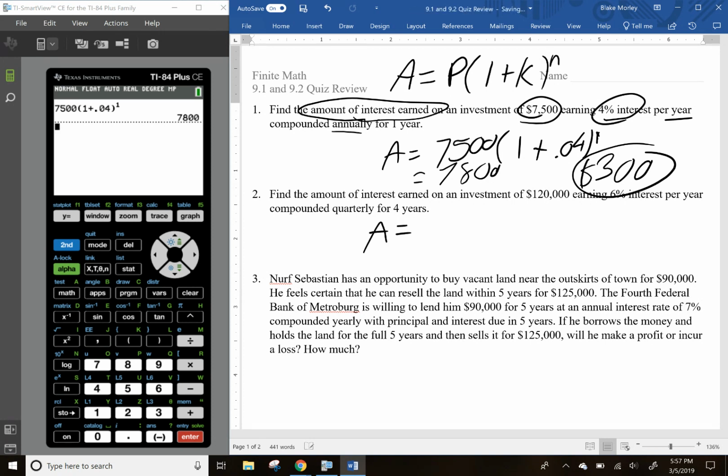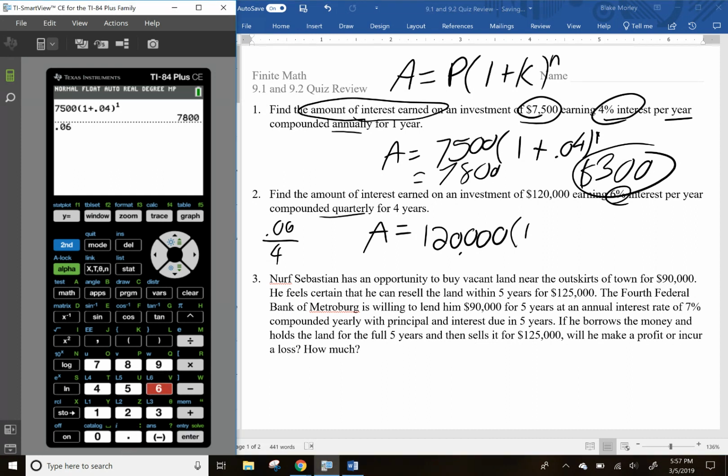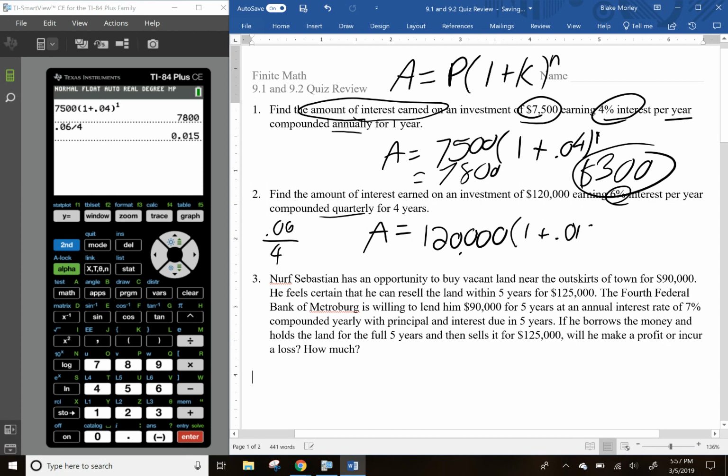Number two is pretty much the same thing. Find the amount of interest earned. We're going to take our $120,000 and see how much it grows. This is 6% per year, compounded quarterly. So the K value is 6%, which is 0.06, divided by 4 since it's compounded quarterly, and that is 0.015. Then N: compounded quarterly is 4 times a year for 4 years, which is 16 times in total.